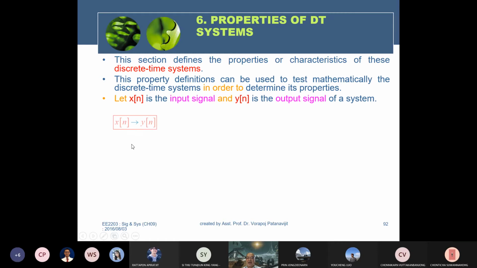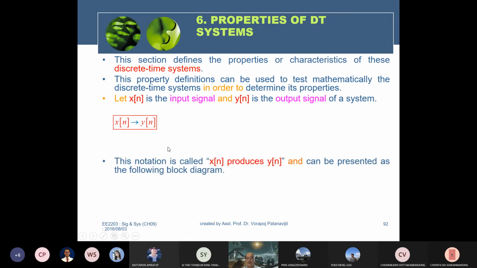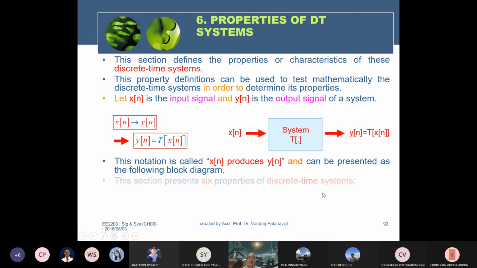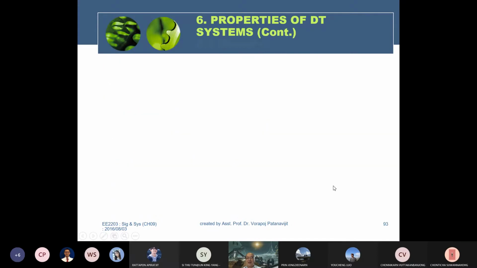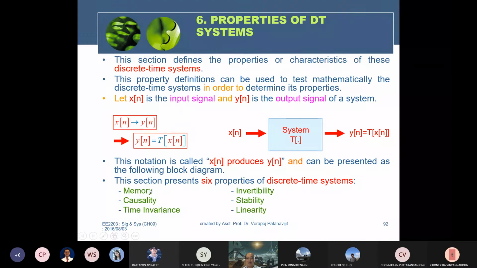If we let x be the input and y be the output of the system, the notation in this equation states that x[n] produces y[n], and it can be represented as the following block diagram. You feed x[n] to the block and it generates the output y[n]. This section will have up to 6 properties: memory, causality, invertibility, stability, time invariance, and linearity. The key is you must know how to prove them.